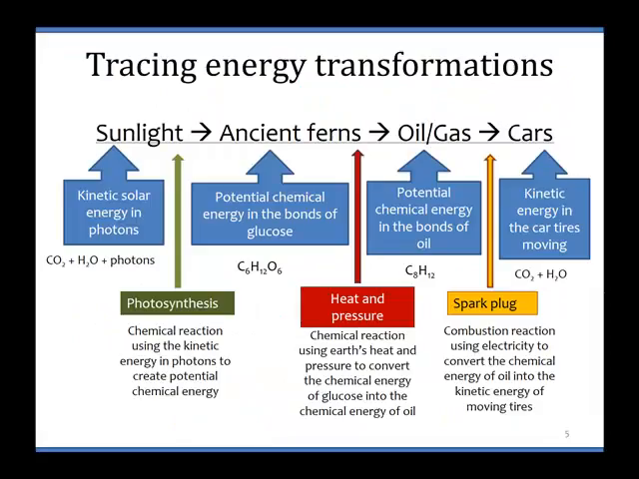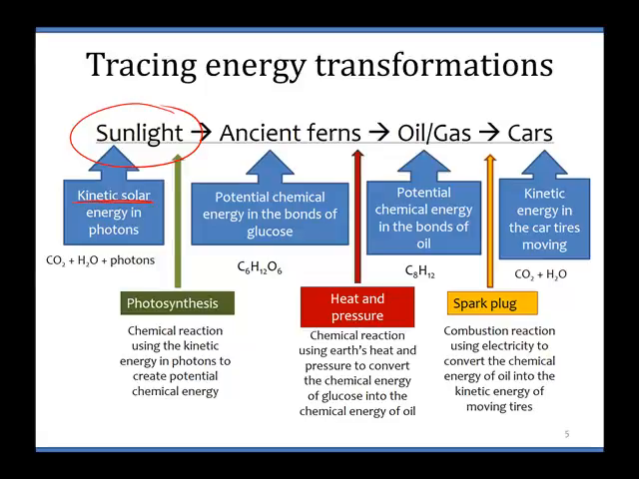So we can transform energy, as we just said before. Here's a couple really good examples of transformation of energy. Let's start with sunlight, specifically ancient sunlight. That is, of course, radiation. Sunlight's in the form of photons, and that's a form of kinetic energy.